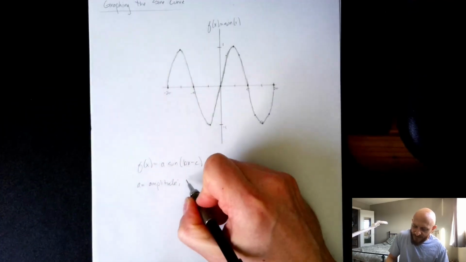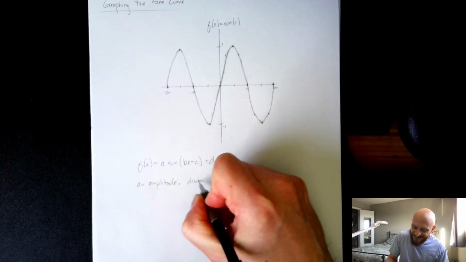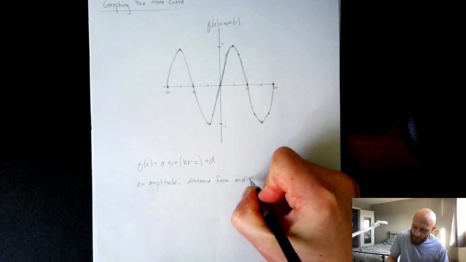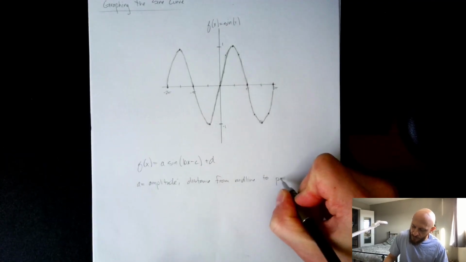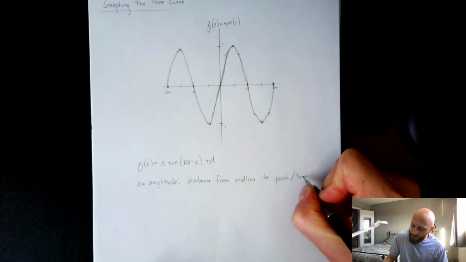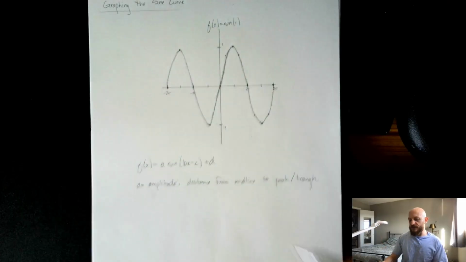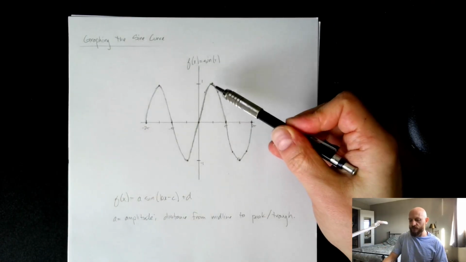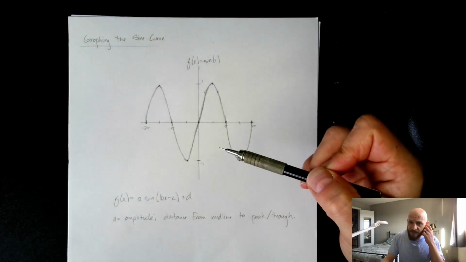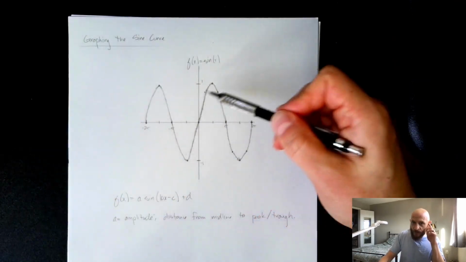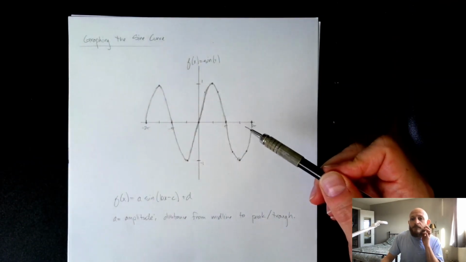which is literally the distance from midline to peak or trough. It's not the distance from a peak to the trough. It's the distance from the midline to the peak or the trough. And what do I mean by midline? I mean, what is the horizontal line that our wave function oscillates about?